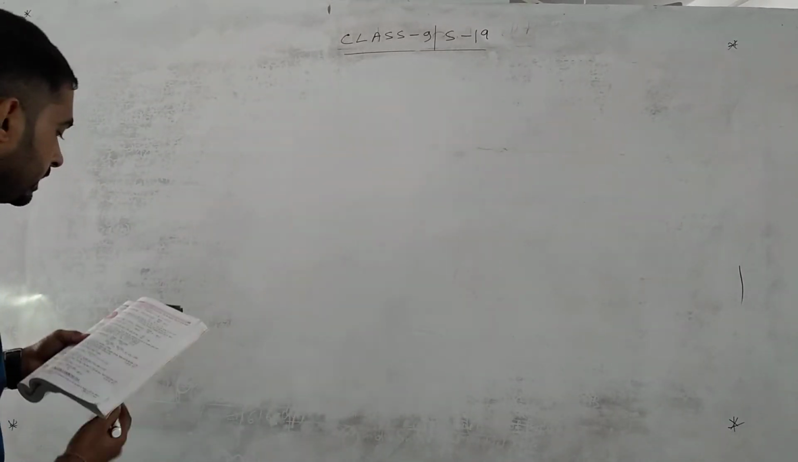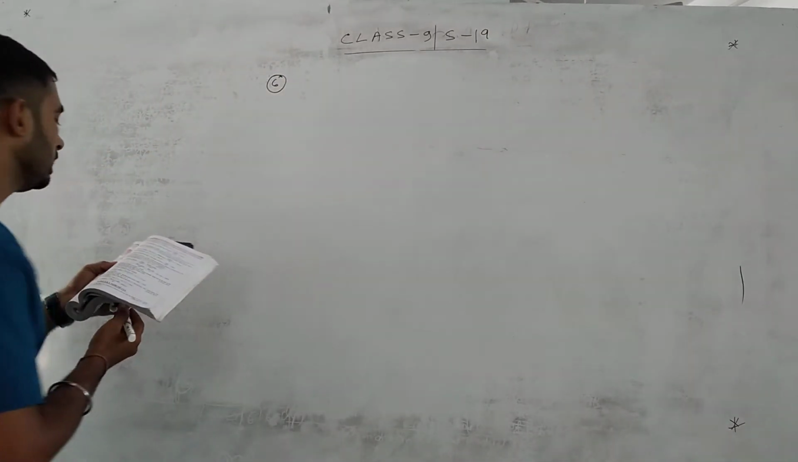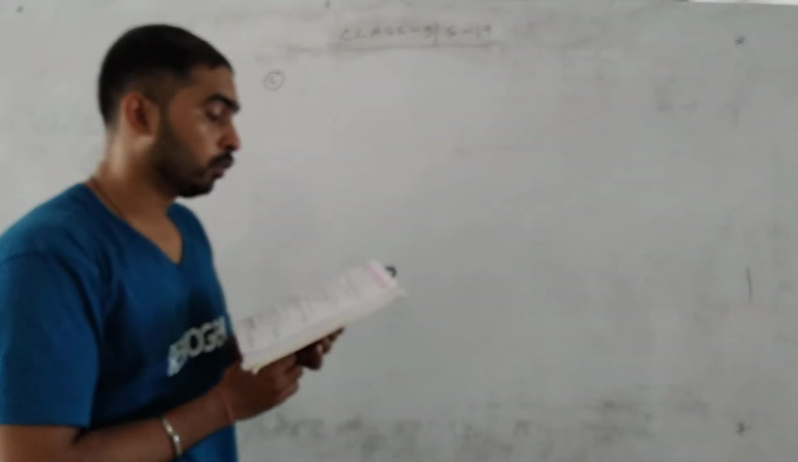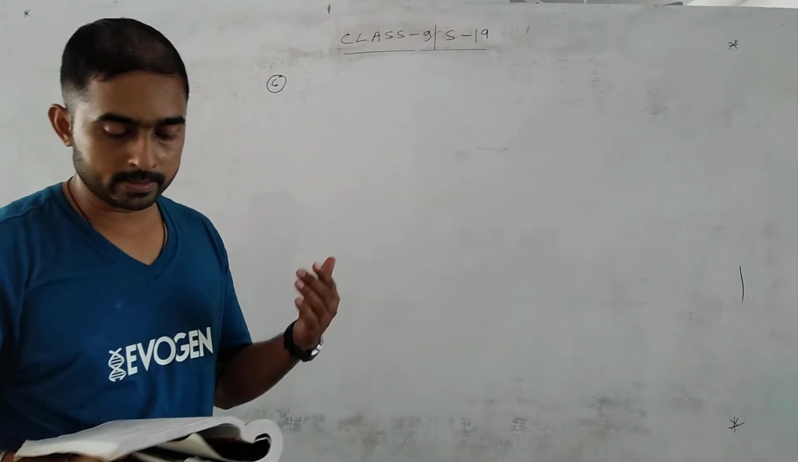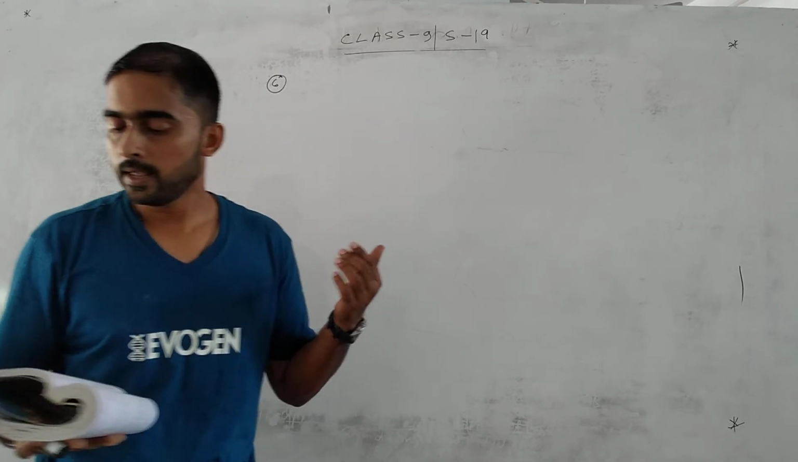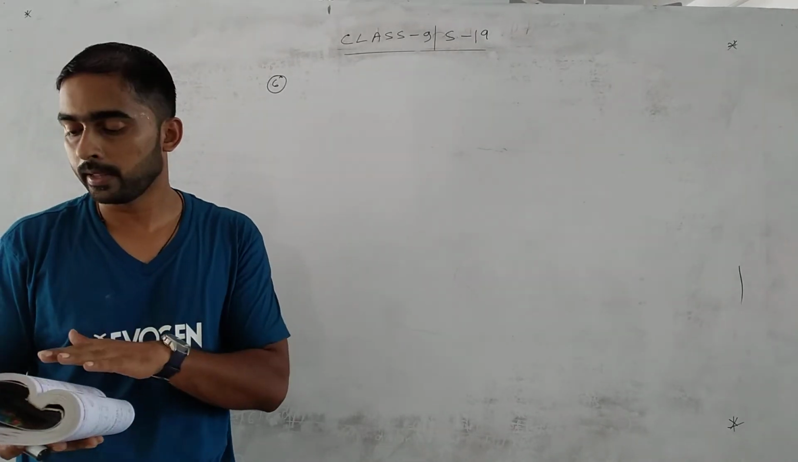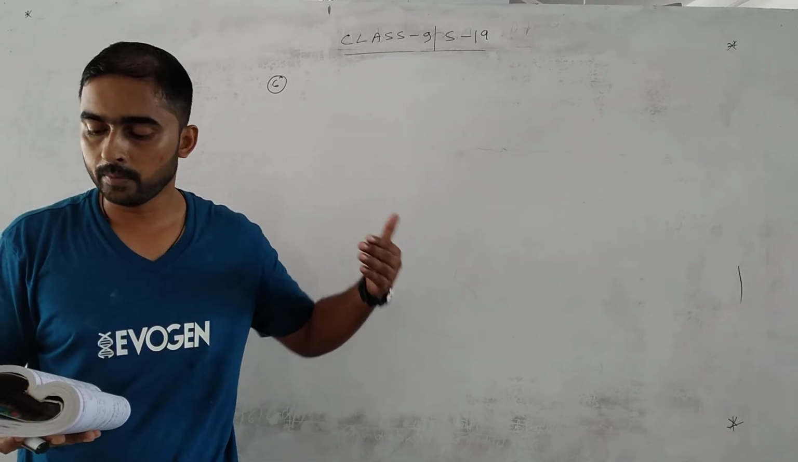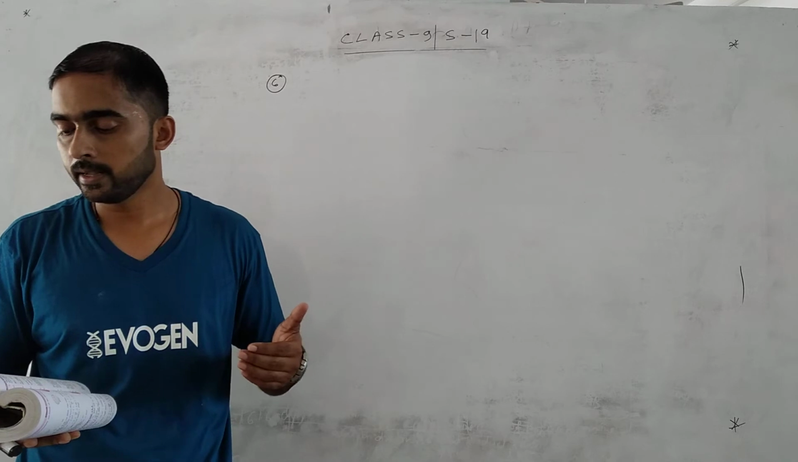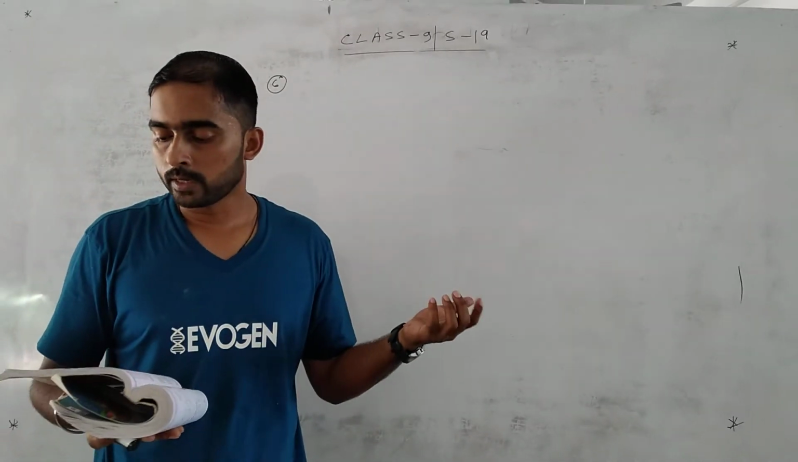Now question number 6. A village having a population of 4,000 requires 150 liters of water per head. That means there are 4,000 persons in a village and the amount of water required by one person is 150 liters per day. There is a tank whose measure is given as 20 meter length by 15 meter breadth by 6 meter height. How many days will the water of the tank last?